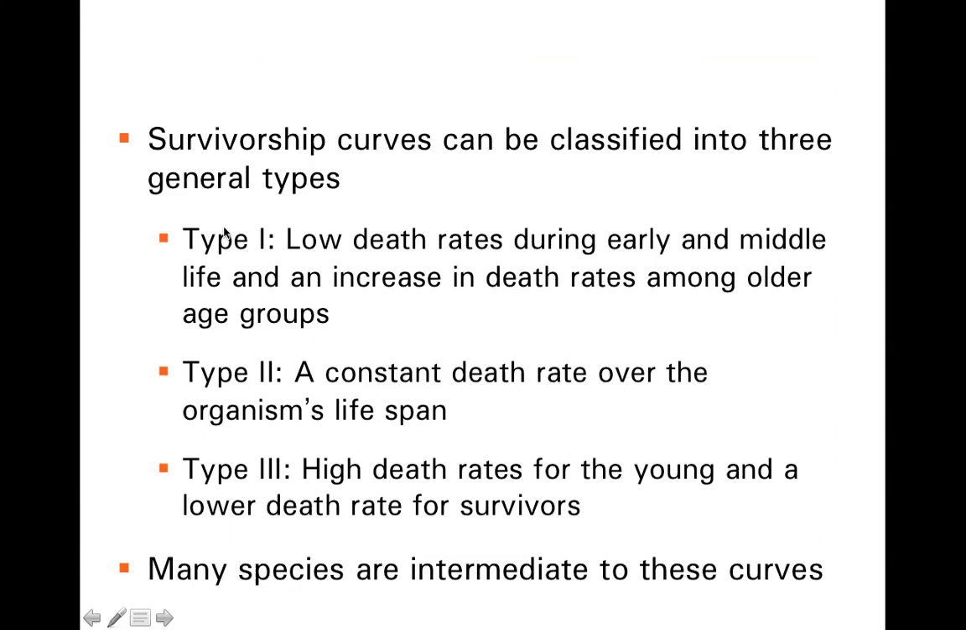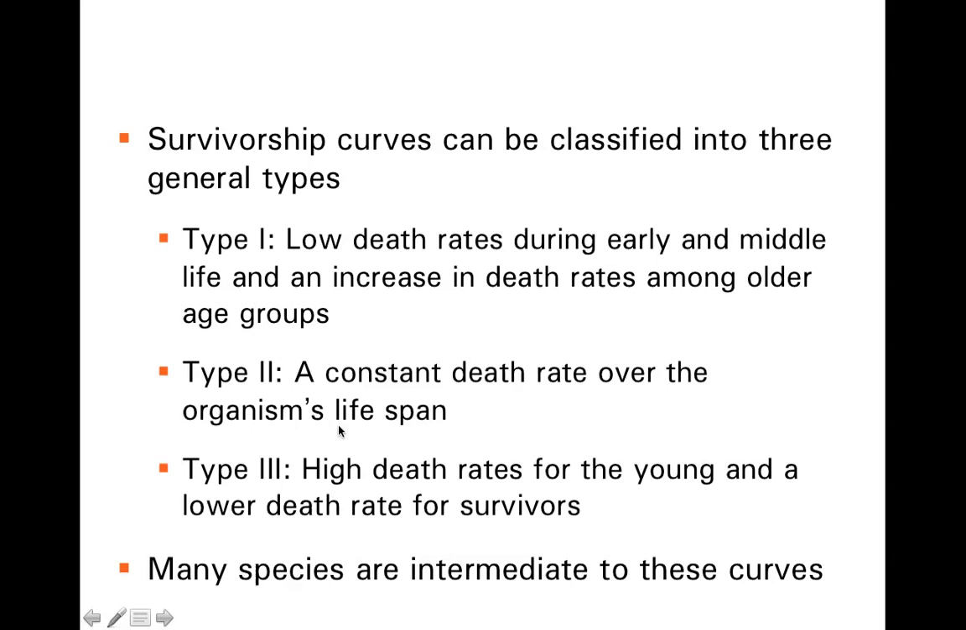So usually we take survivorship curves, such as we observed in the previous slide, and we can classify them into 3 types. Type 1 is when we have a low death rate at the beginning, in the middle of the life, and then at the end we see an increase in death rates. That's what we observe in humans in the developed world. You tend to be able to survive for a good long while, and then as we age, suddenly the death rate increases.